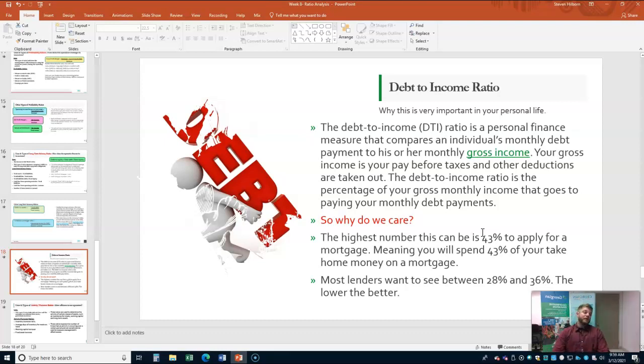So if there's a house where you have to pay $2,000 a month to own that home, you have to make much more than that. You'll have to make over $5,000 a month to fall within that 43%. $5,000 a month is a lot of money. Money lenders want to see between 28 and 36. Basically, the lower the better, and the lower this rate is, the better interest rate they can give you.